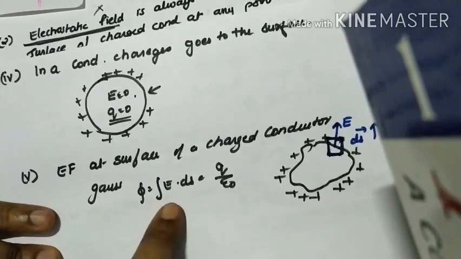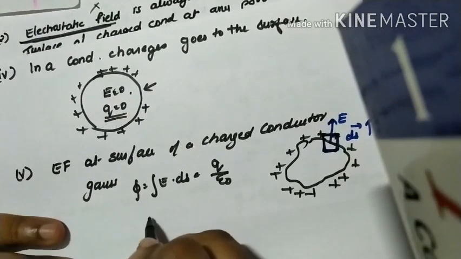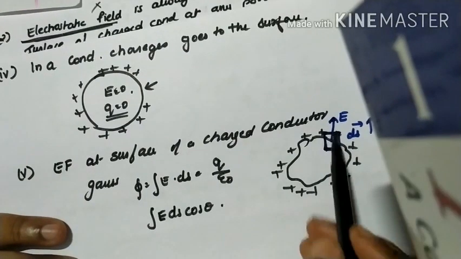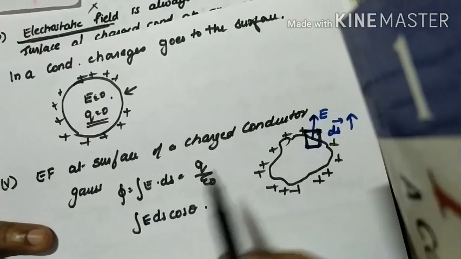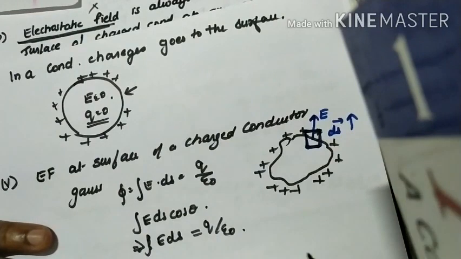So in this formula, dot product means I am supposed to write which form? That is E ds cos theta. And I told you both of them are in the same direction, right? So theta becomes what? 0 degrees. So I will write this as what? Integral E ds only. That is equal to q by epsilon naught.